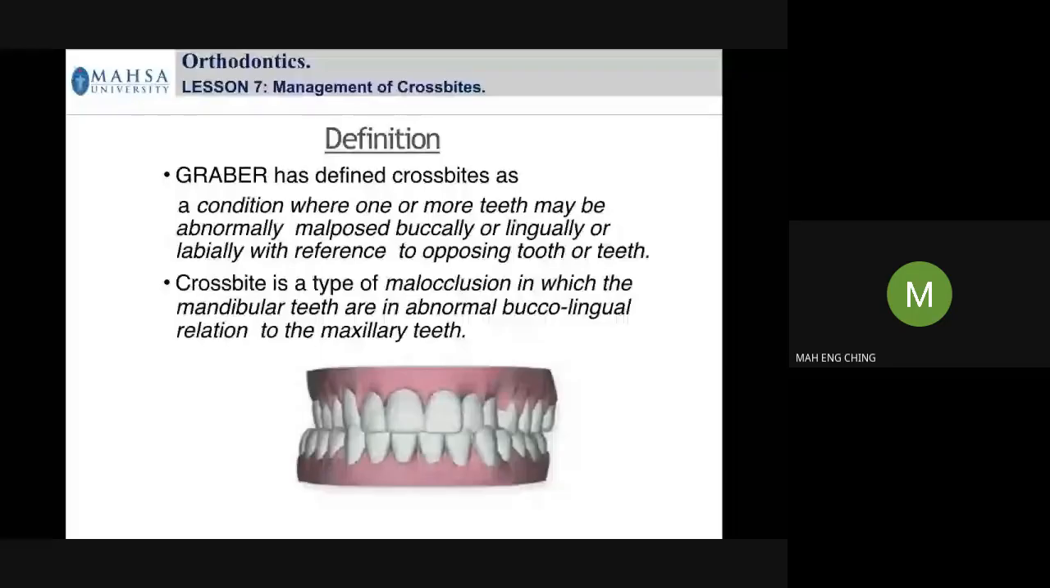Again, there are so many definitions, you just choose whichever you prefer. Graber is one of the famous orthodontists. He defined crossbite as a condition where one or more teeth may be abnormally malposed buccally, lingually or labially with reference to the opposing tooth or teeth. So in this case, we are talking about lower teeth, whether they occlude buccally or lingually compared to the upper teeth.